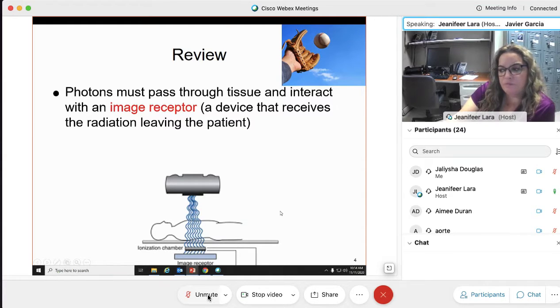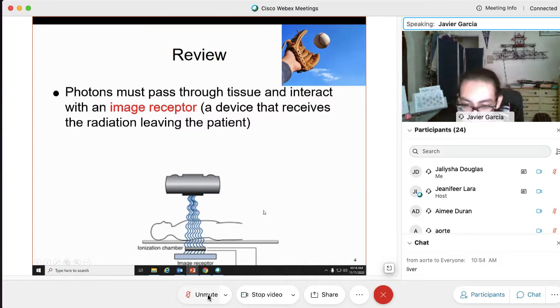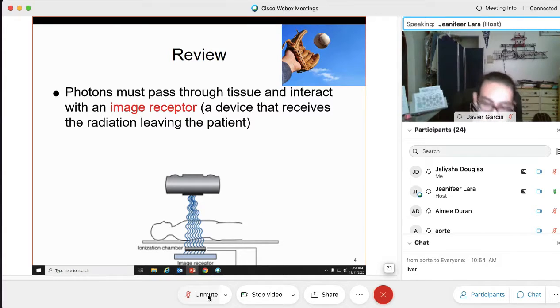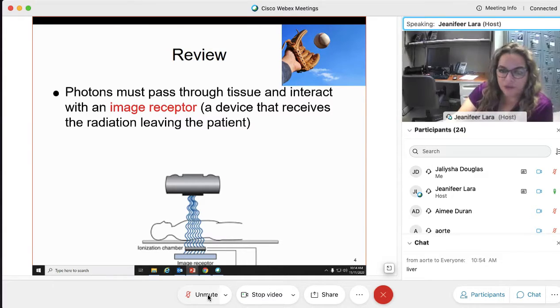Where were you pointing? I didn't see where you were pointing. The right upper quadrant of the liver. Beautiful. So what's my point? All of these different tissues are going to have a different reaction with the average energy of the primary beam.